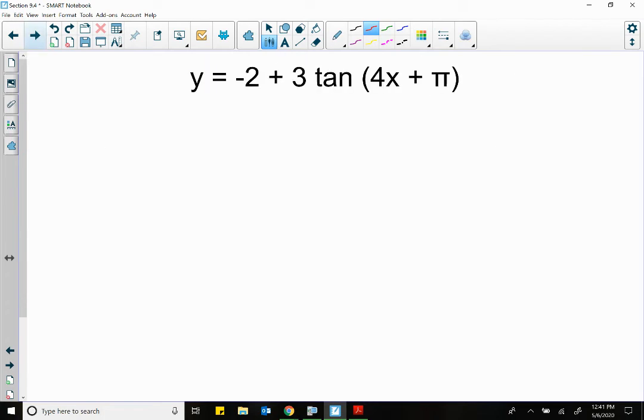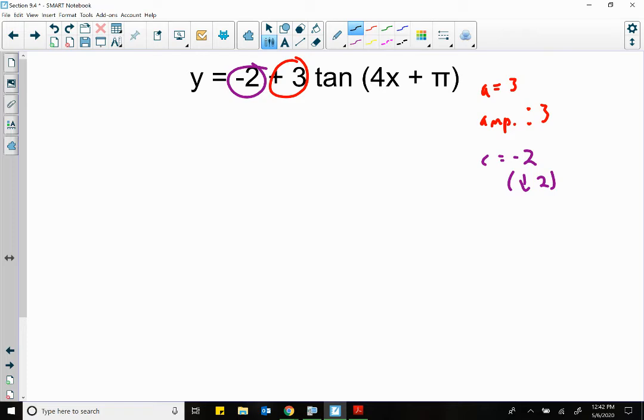Try tangent, and that will end 9-4. Okay, so here's our A. So A is equal to 3. That means the amplitude is at 3. Up at a positive 3 and down to a negative 3 so far. Here is our C. So our C value is a negative 2. So that means we're going down 2. Okay.